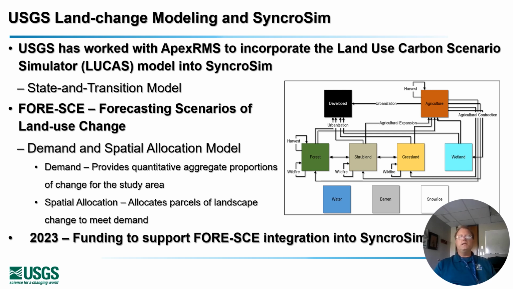And 4C is a demand and spatial allocation model, and that means that we have a demand module that provides quantitative aggregate proportions of change for an entire study area. So that could be a river basin, an ecoregion, or a state. And we have a spatial allocation module that allocates change on the landscape until we meet that demand.